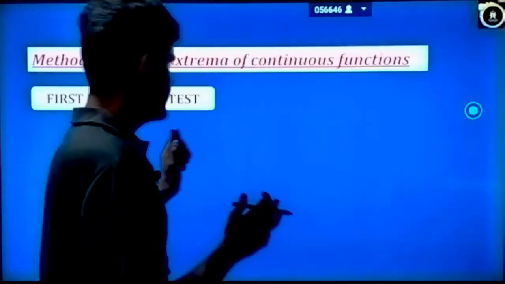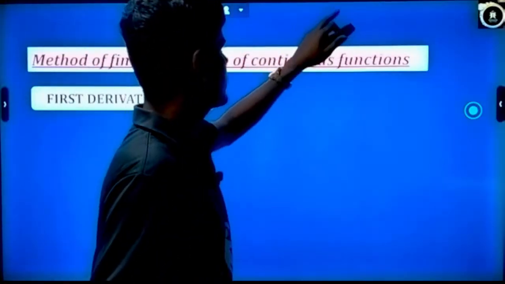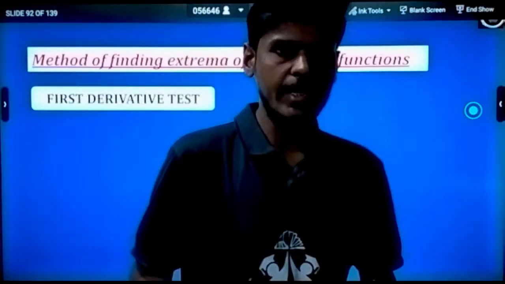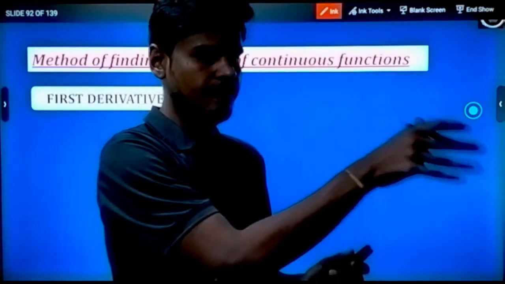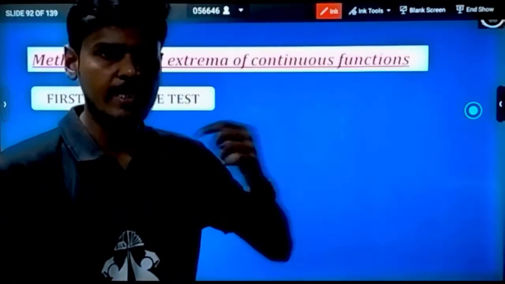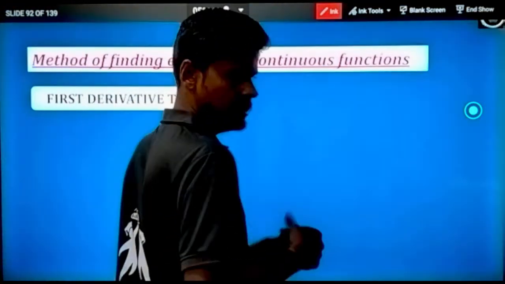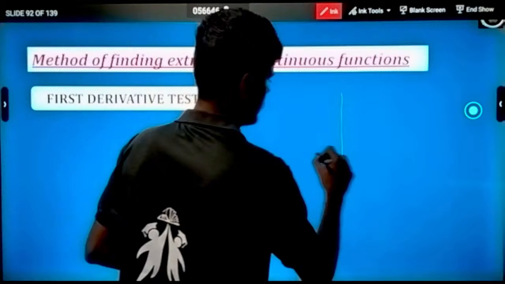Now what is this first derivative test? I will explain this in short. First derivative test is nothing but first we have to find the derivative and using that find at which point the value becomes maxima or minimum. We will consider one curve. For example, take any random curve.